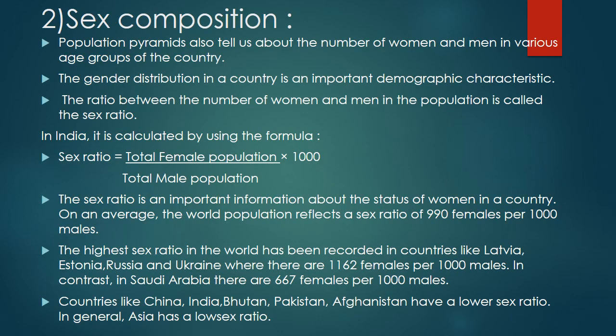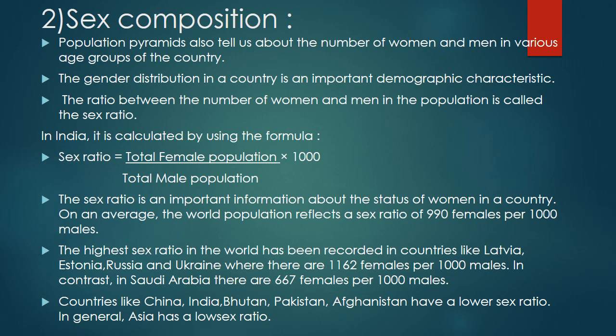Sex composition. Now, the population pyramid also tells us about the number of men and women in various age groups of the country. The pyramid itself classifies into two groups. First is female and male. Male at the left hand side and female at the right hand side. So you can understand how many male and female population are there in the particular country. The gender distribution in a country is also important. So it is an important characteristic. We should know how many males and how many females are there in a particular country.